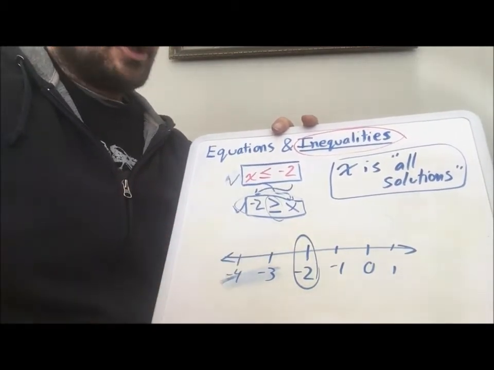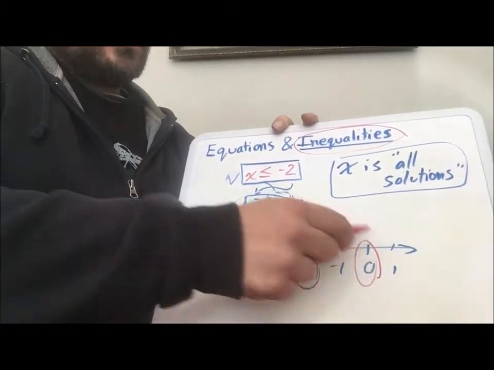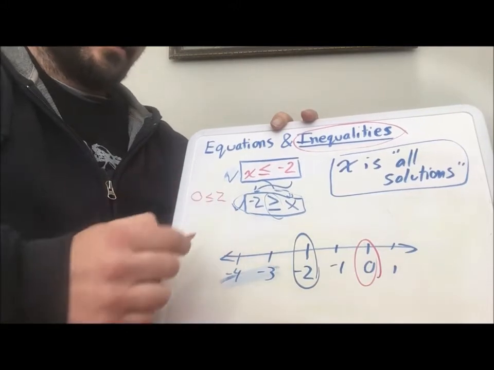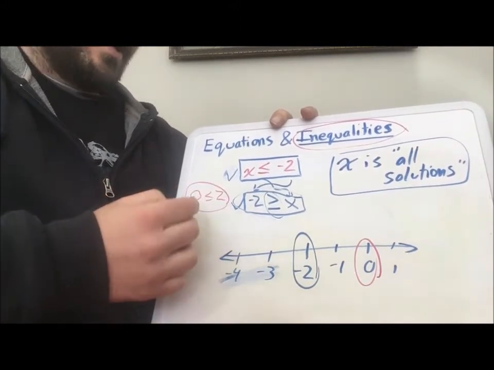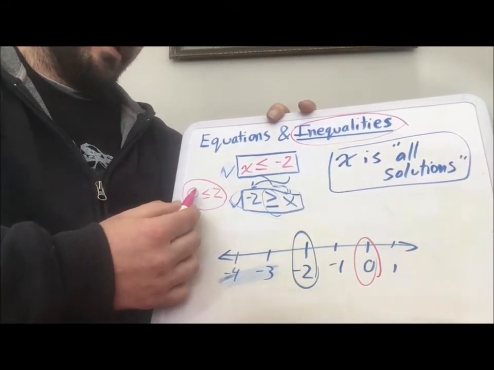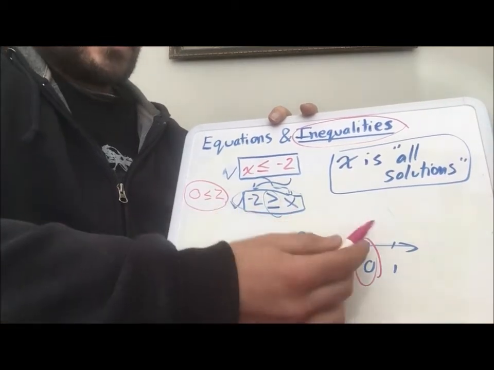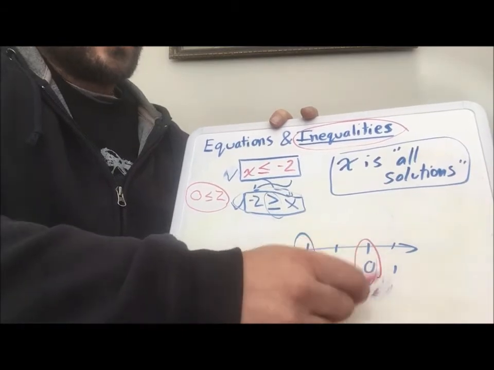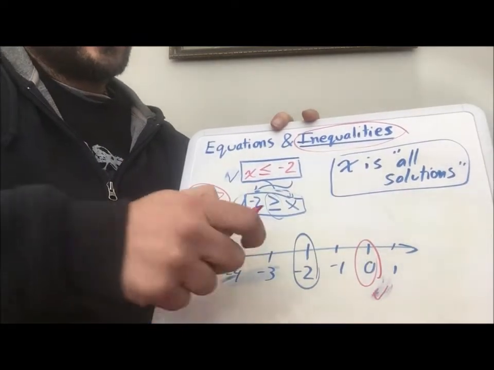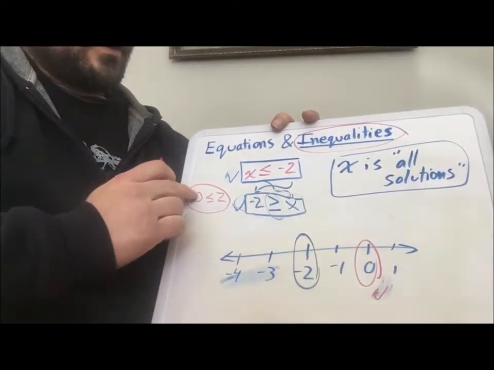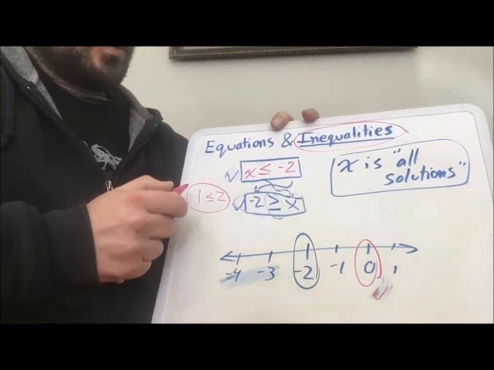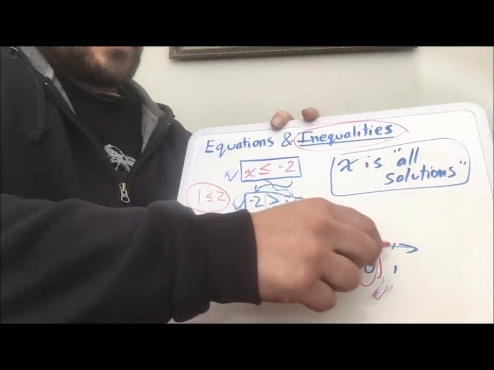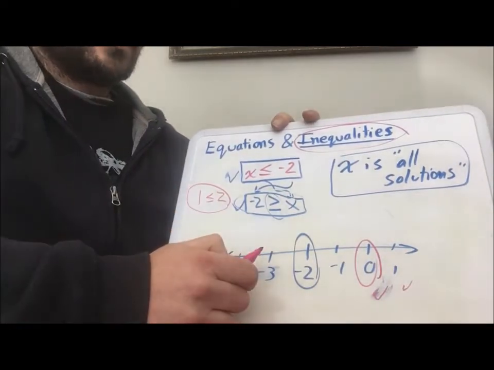For example, if I choose 0, I'm asking myself, is it true that 0 is smaller or equal to -2? And I say to myself, yeah, it is true that 0 is less than or equal to -2. What that tells me is that 0 is a solution. It works. That's a check mark there. What about the number 1? Is 1 less than or equal to -2? Is this a true statement? And for 1, that also is a true statement.